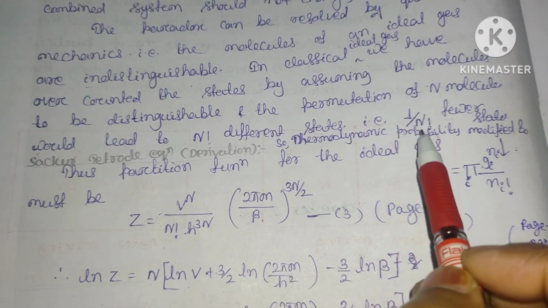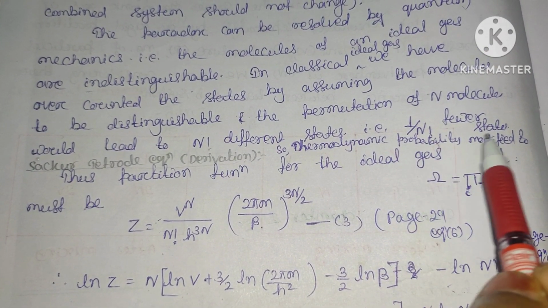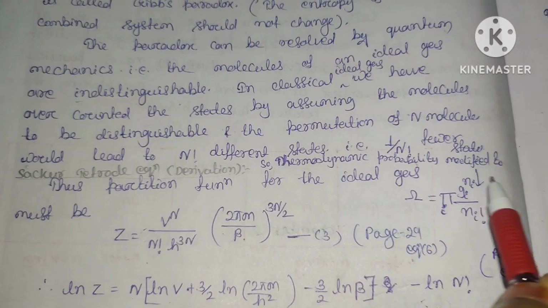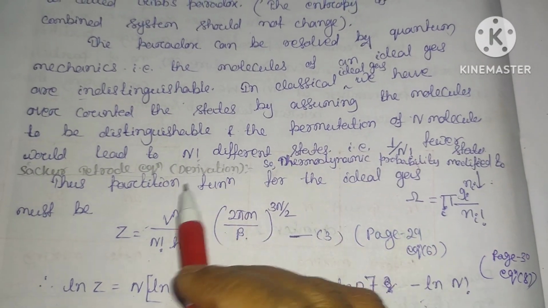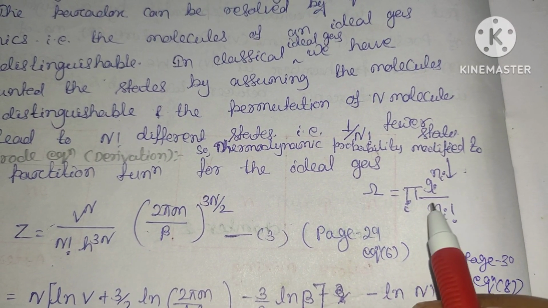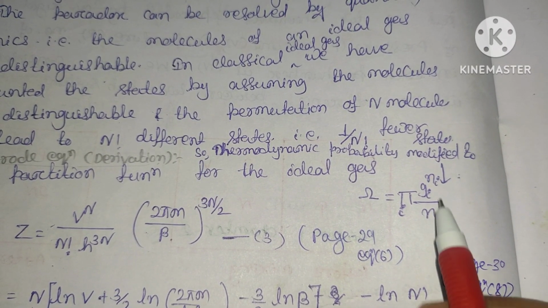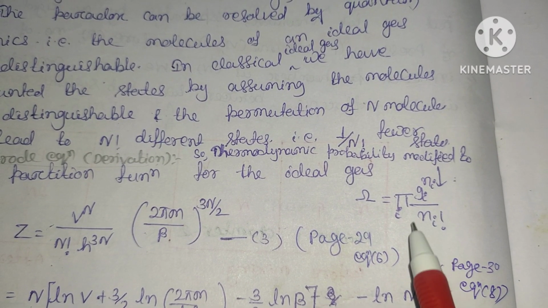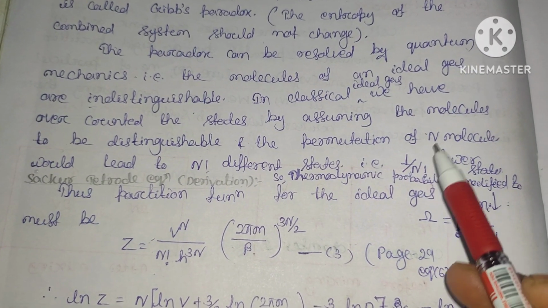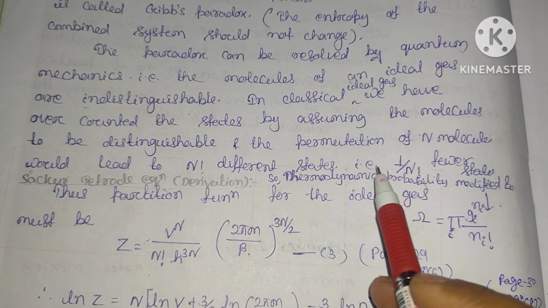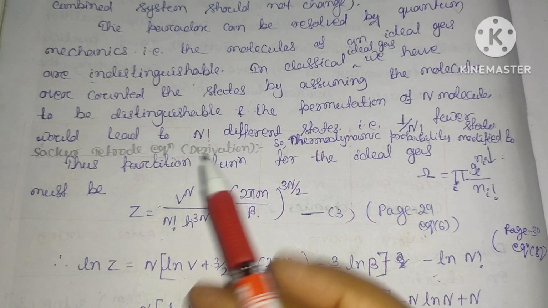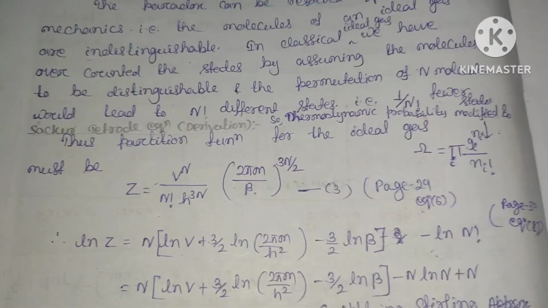So simply we can say that we have to reduce it by 1 by n factorial. So the thermodynamical probability is modified. This thermodynamical probability means the microstates, that is g_i power n_i, will be reduced by n_i factorial. So that will be g_i power n_i divided by n_i factorial. So in classical mechanics we have just overcounted the n permutations of n molecules, that is, we have overcounted n factorial different states. So this Sackur-Tetrode relation derives from the partition function.